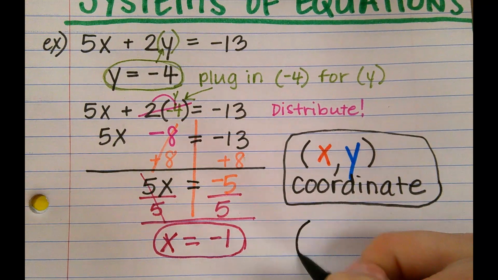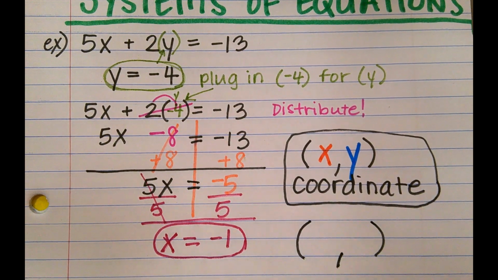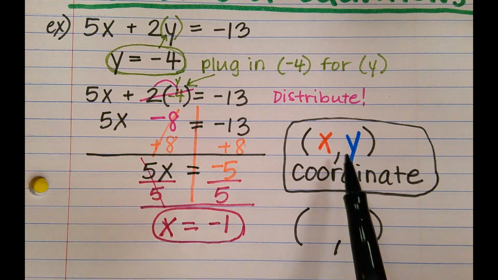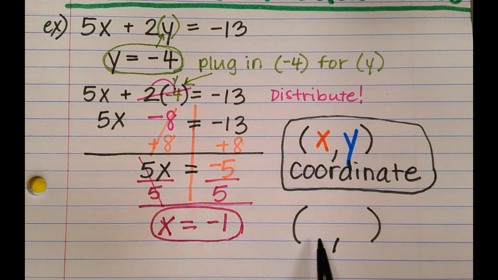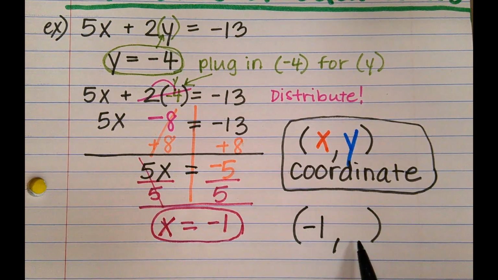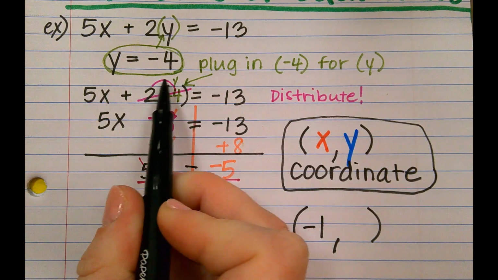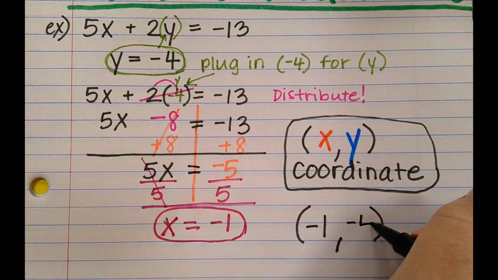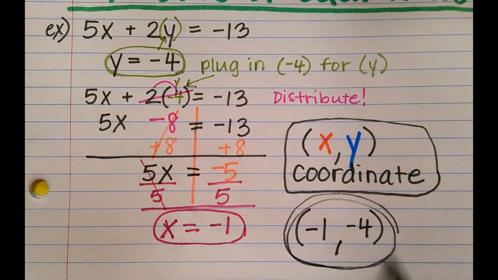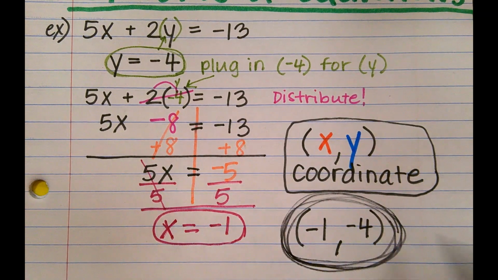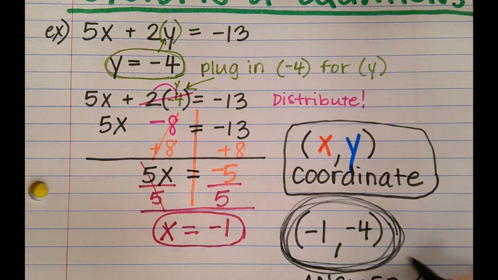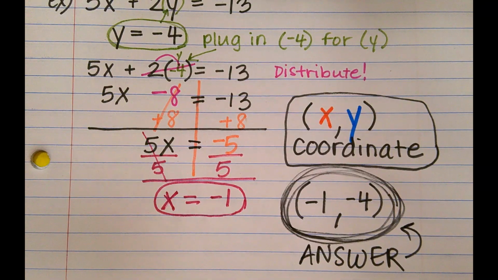So if I am putting my answers into a coordinate, remember X comes first, always. Y comes second. What is the first number I will write? -1. That's my X value. What's my Y value? -4. We found that at the beginning. -1, -4. That is your answer. And then you circle it because you're done. There you go. There's your answer.